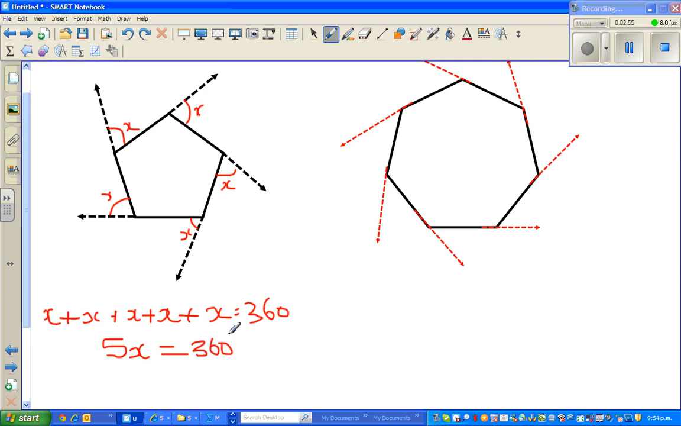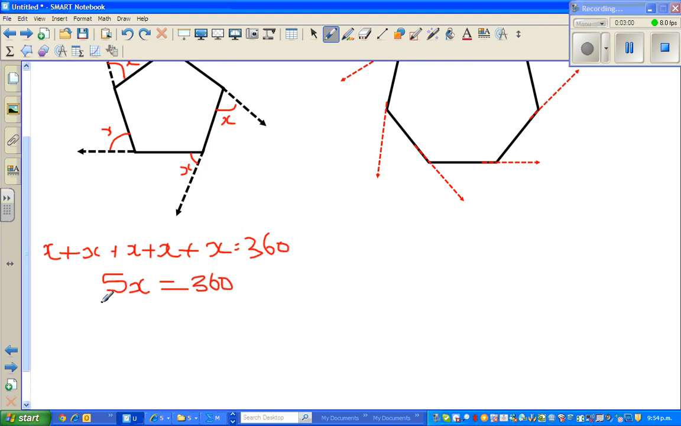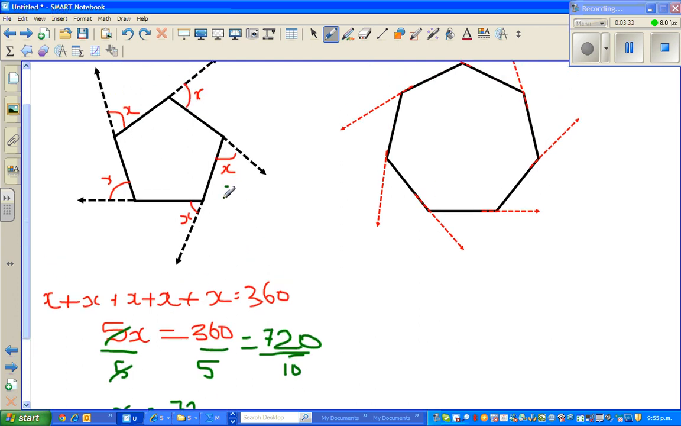Now let me change the color. Now I'm going to divide both sides by 5. So if I divide this side by 5, I will divide this side by 5, so I can get x. This 5 and this 5 get cancelled. So x is 360 divided by 5, which is the same as 720 divided by 10. I'll double both the numbers: double of 360 is 720, and double of 5 is 10. So that is 72 degrees. So this is 72 degrees, that's what we've got.